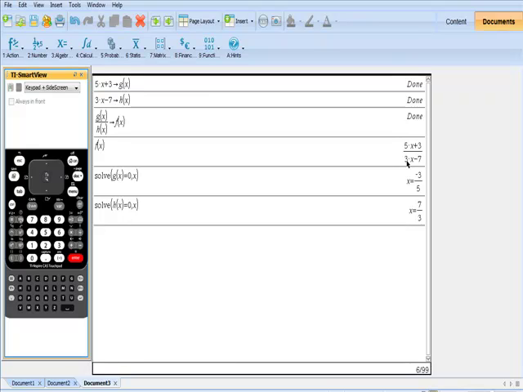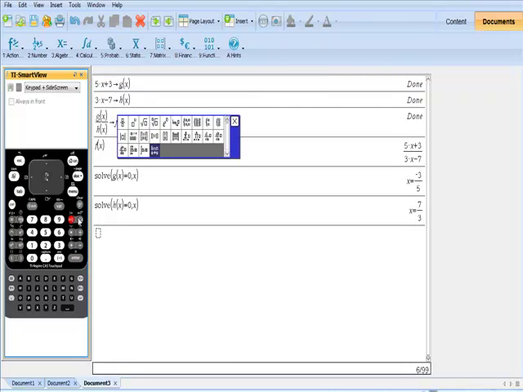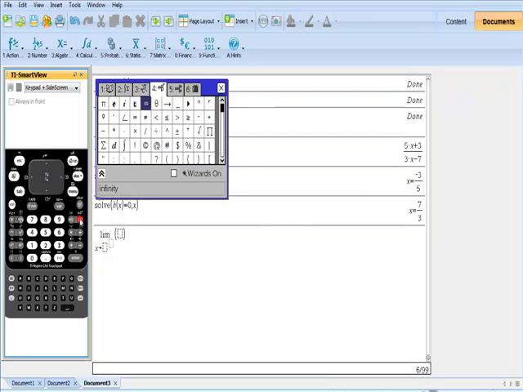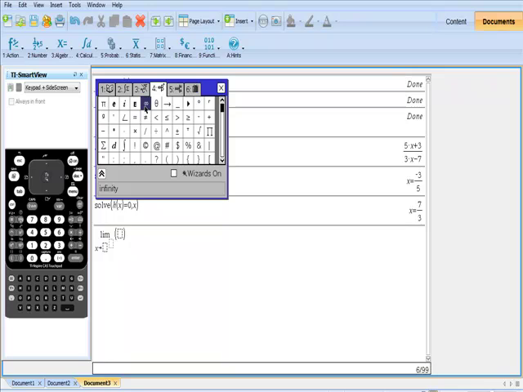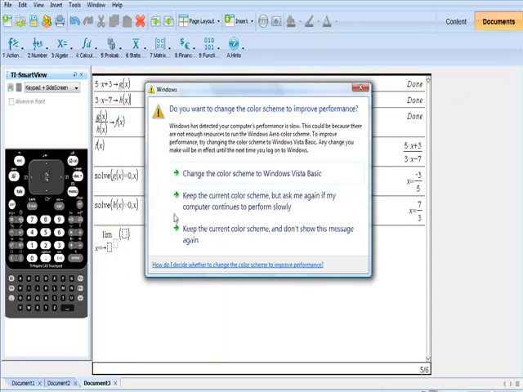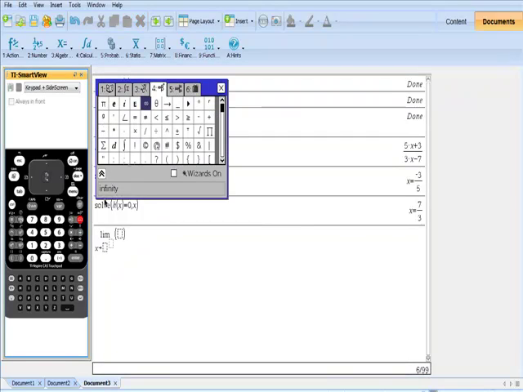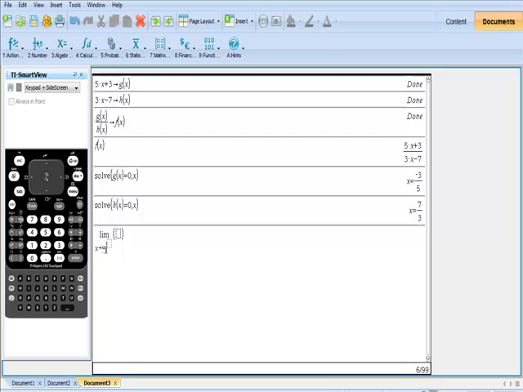What else could we do here? I guess we could test the horizontal asymptote by going to catalog here. So it's right there, and we could take the limit, couldn't we? We could take the limit as x goes to infinity of f of x. And there's that.